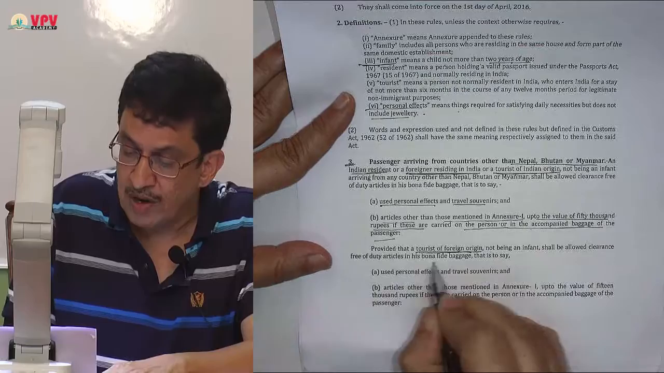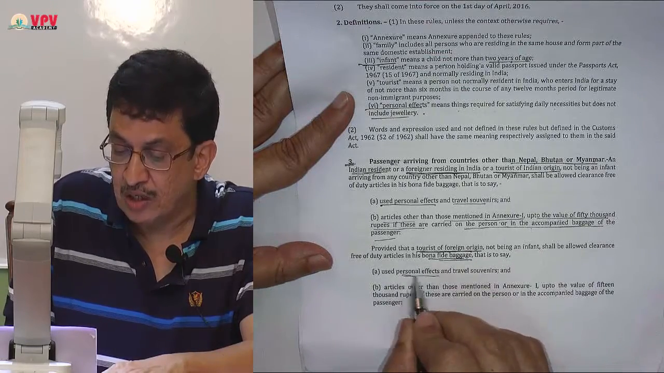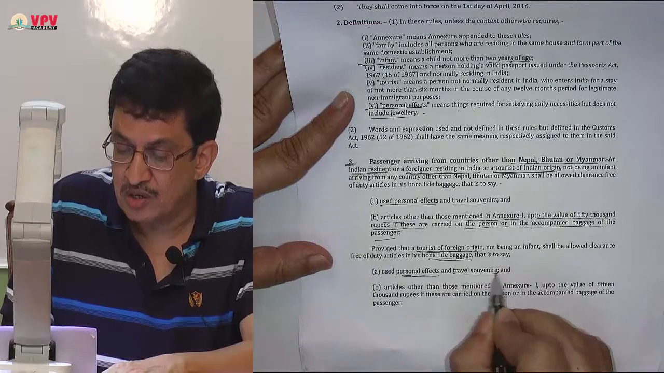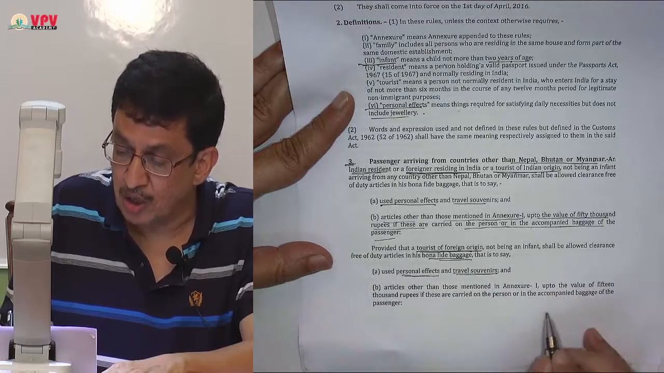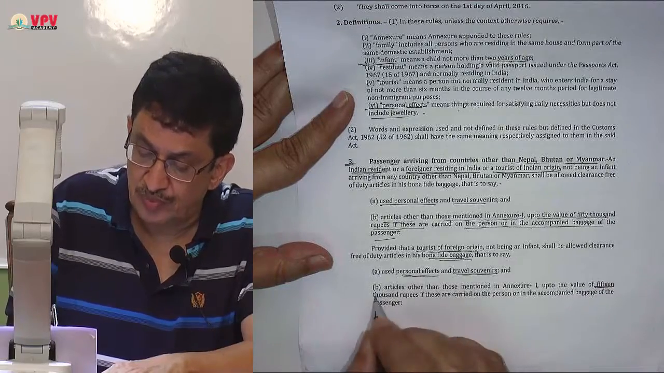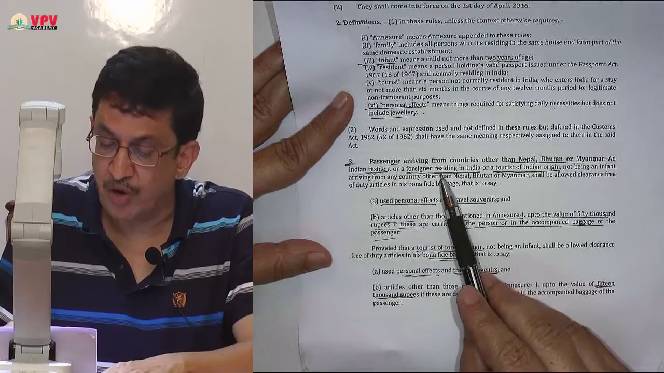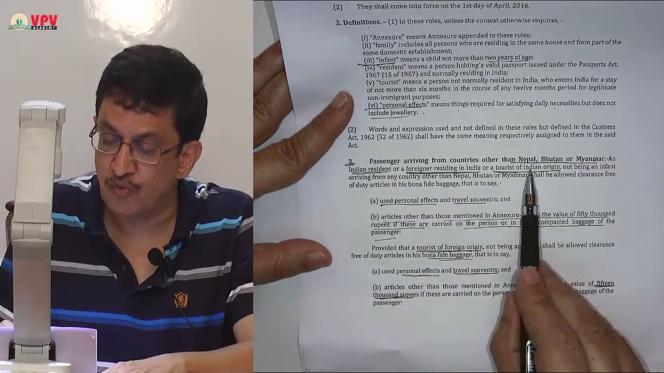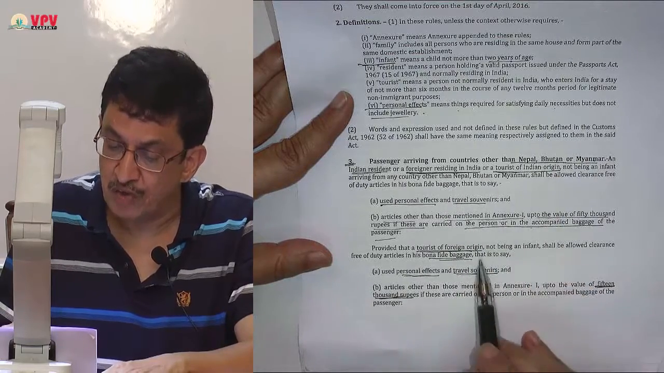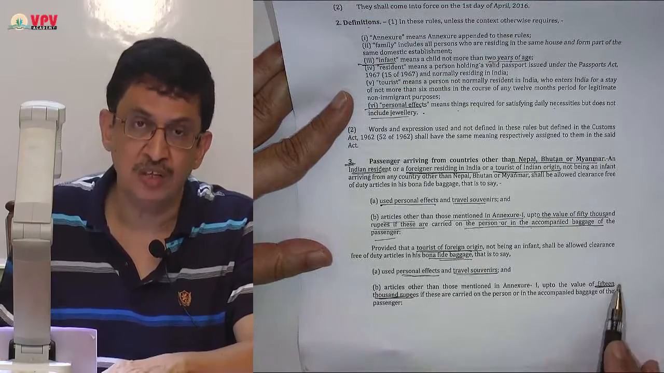your bona fide limit, personal effects unlimited exempt, travel souvenirs unlimited exempt, but other goods up to 15,000 rupees. So for an Indian resident, a foreigner residing in India and a tourist of Indian origin, it is 50,000 rupees, but for a tourist of foreign origin, it is 15,000 rupees.